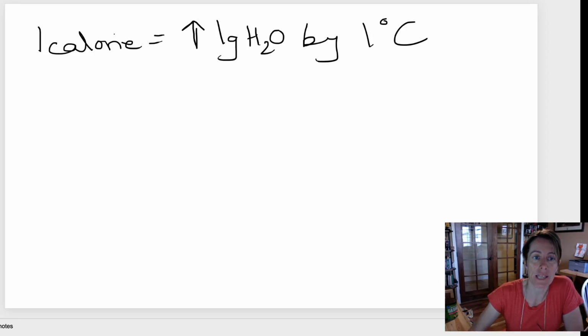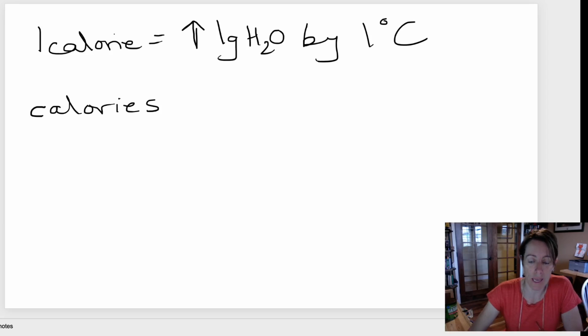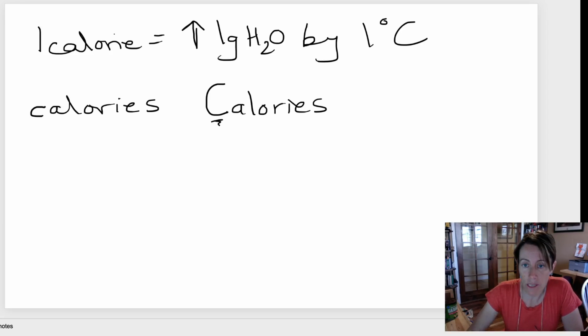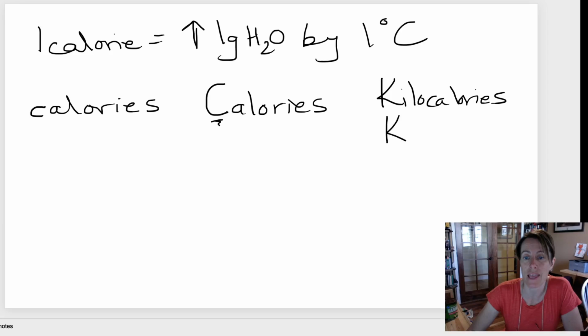Now, the math that we did gave us our answer in calories, with a lowercase c, like this. But there are a couple of other units that you interact with when we talk about calories and food and energy. The first unit is the little c calorie that you calculated. The second unit is this. It looks the same, but the difference is that it has an uppercase C. And then the last unit that we talk about sometimes is kilocalories, which are abbreviated as kcals.